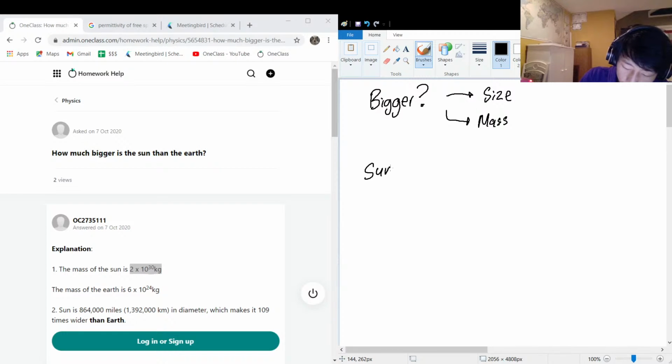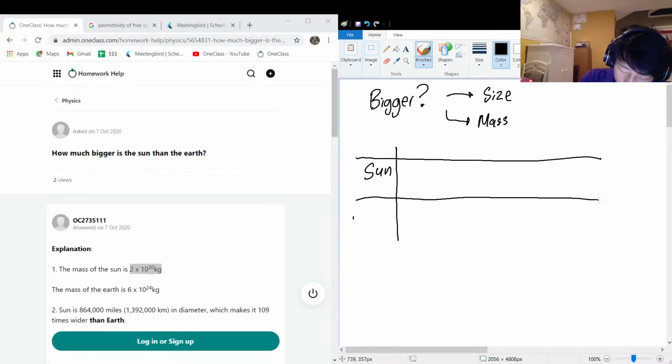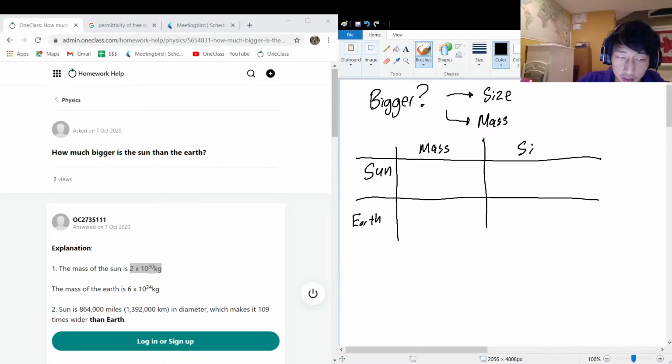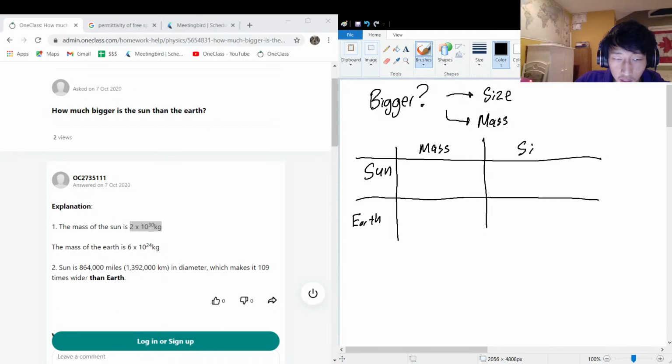So let's make a graph here. Sun and earth. And we got mass and size. I guess the one that we have here, just to be nice, we can use radius.